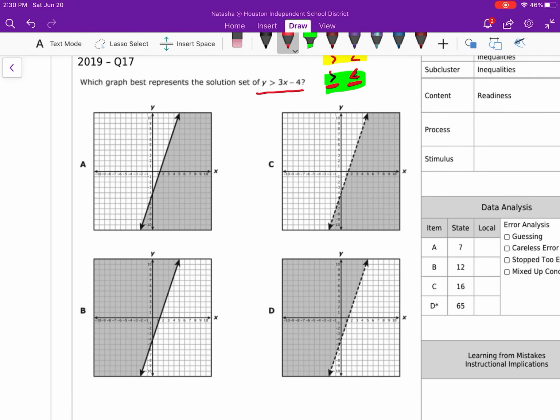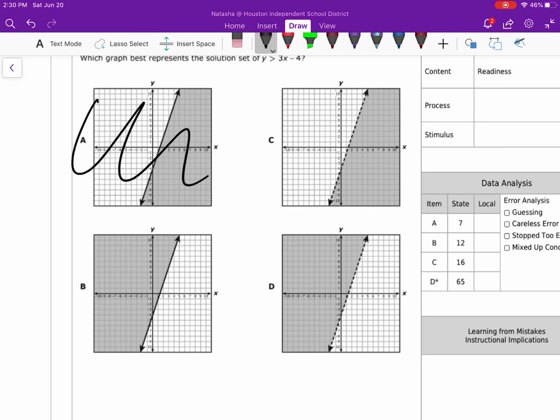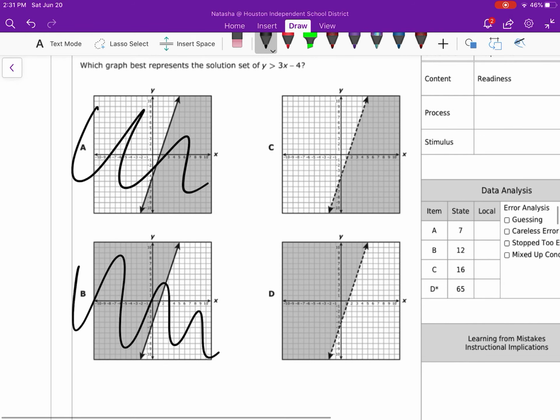Well, in the equation that I'm given, I have no line underneath, so that means my line is going to be dotted. So that's going to eliminate two of my answer choices. That's going to eliminate A, and that's going to eliminate B, because both of those have solid lines.